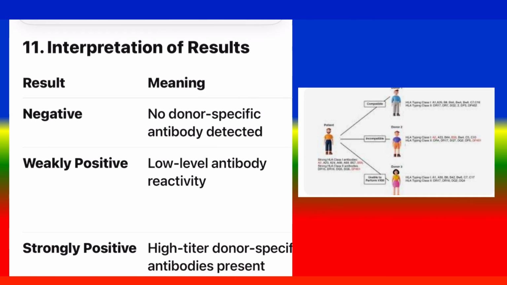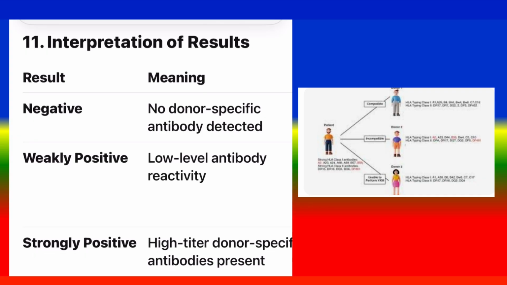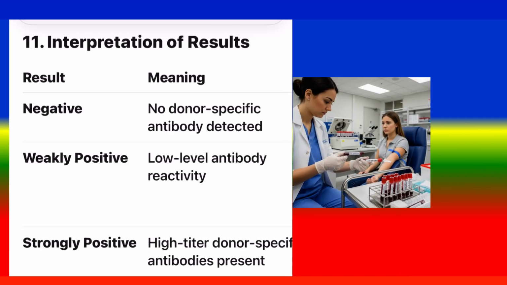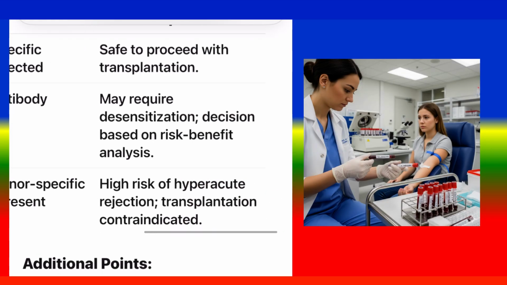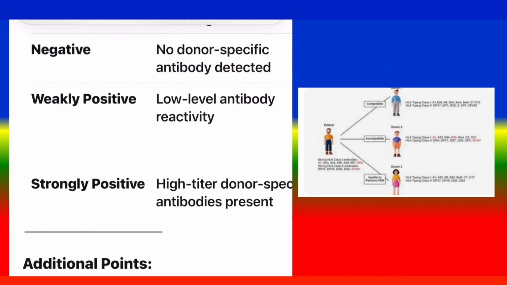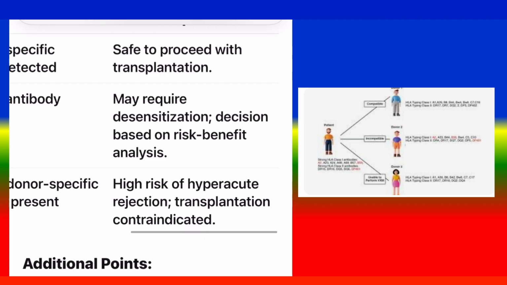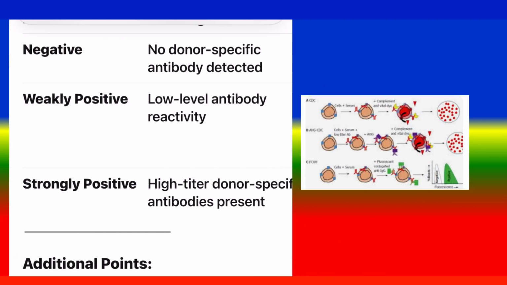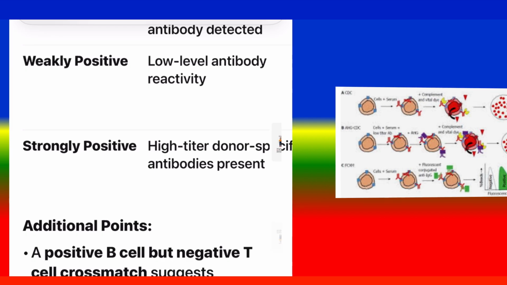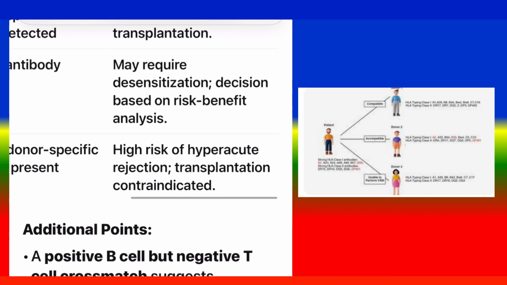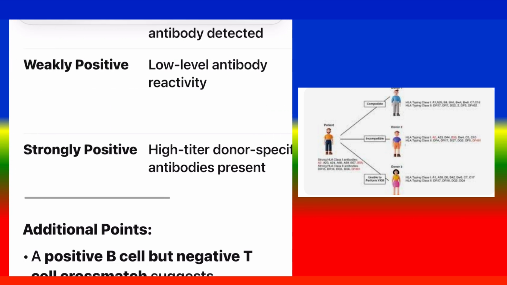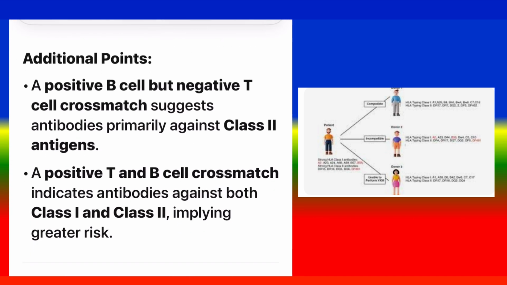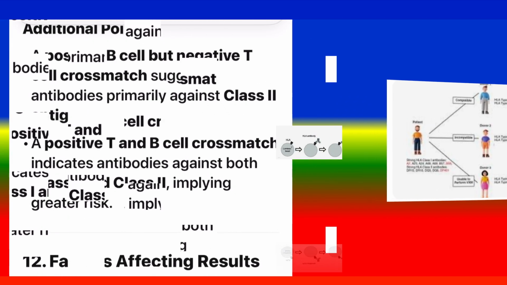Number 11. Interpretation of results. Negative: no donor-specific antibody detected, safe to proceed with transplantation. Weakly positive: low-level antibody reactivity, may require desensitization, decision based on risk-benefit analysis. Strongly positive: high-titer donor-specific antibodies present, high risk of hyperacute rejection, transplantation contraindicated. Additional points: a positive B-cell but negative T-cell crossmatch suggests antibodies primarily against Class II antigens. A positive T and B-cell crossmatch indicates antibodies against both Class I and Class II, implying greater risk.